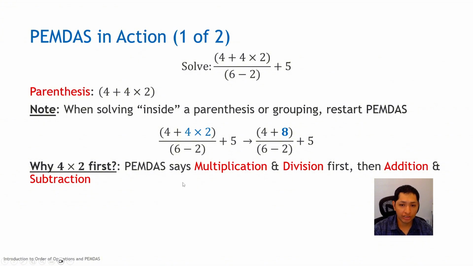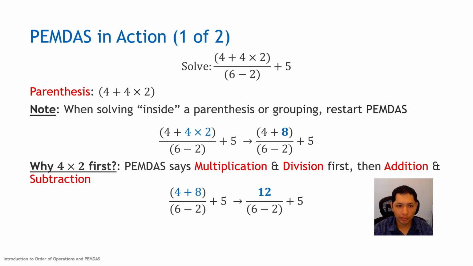Now, we are still not done with that first parentheses at the top. We now need to solve 4 plus 8. That's the next step of PEMDAS, right? Addition and subtraction. So 4 plus 8 is 12. Plug that back into the equation, and now it looks like 12 over 6 minus 2 plus 5. And now we are done with the parentheses at the top. A very special consideration that I want you to take away from this is that 4 plus 4 first and then times 2 gives you a different answer than 4 times 2 first plus 4. It's multiplication and division first, and then addition and subtraction.